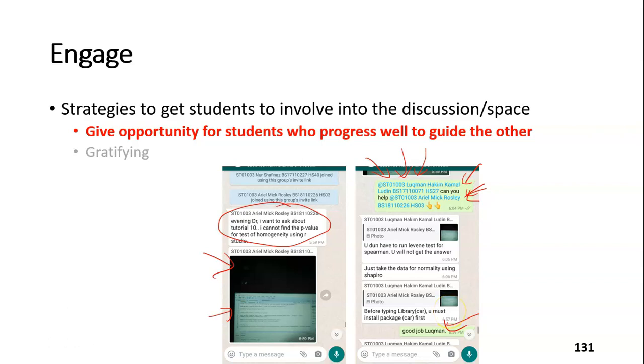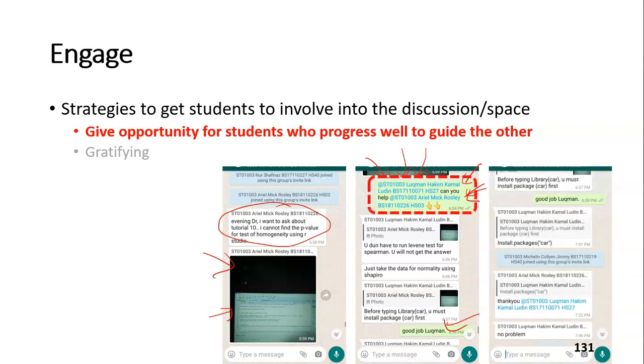This will take time to develop. After 2 or 3 weeks, when they get used to each other and feel more comfortable, those who received help before will be willing to help the others. And those who have helped the others will become more confident and do more. So this will reduce the burden on us as lecturers. So you can see we still continue the discussion, even though I don't do anything, I just tag them.